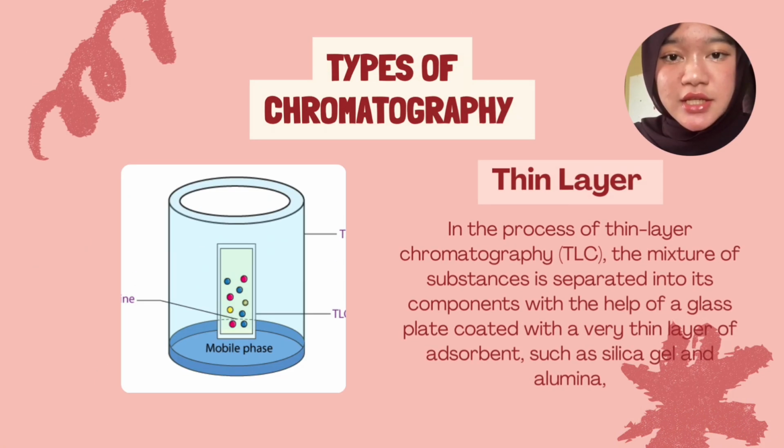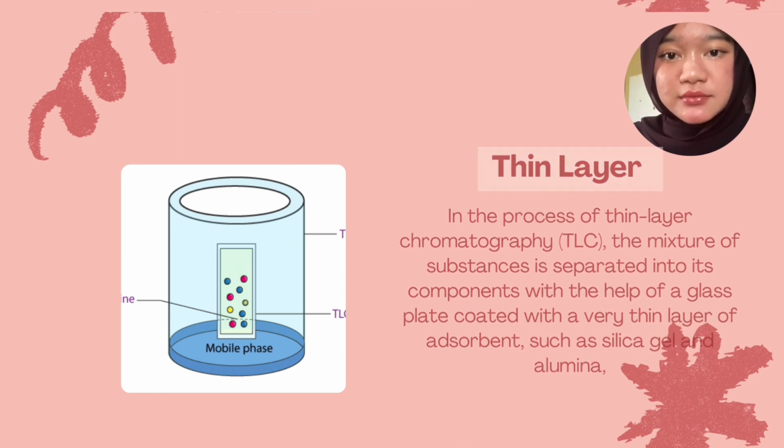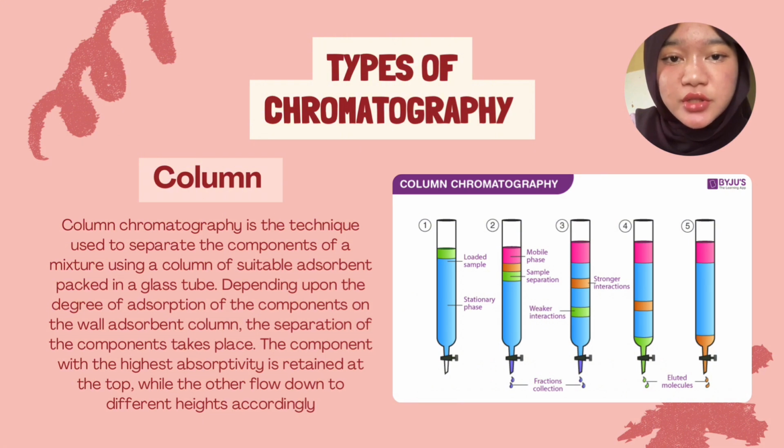The second is thin layer chromatography. In the process of thin layer chromatography, which we call TLC, the mixture of substances is separated into its components with the help of a glass plate coated with a very thin layer of adsorbent such as silica gel and alumina. The third one is column chromatography.